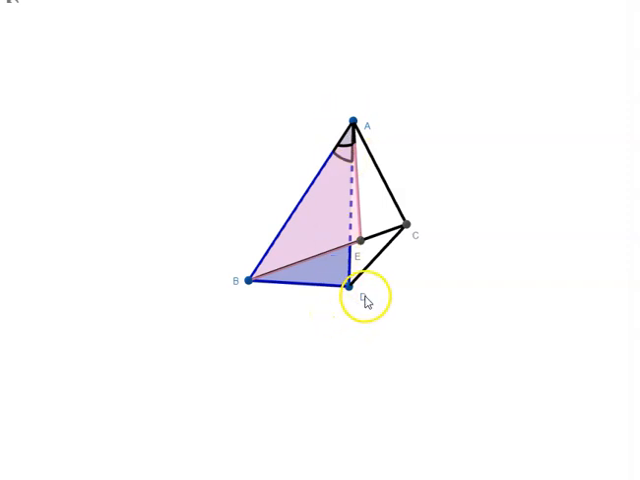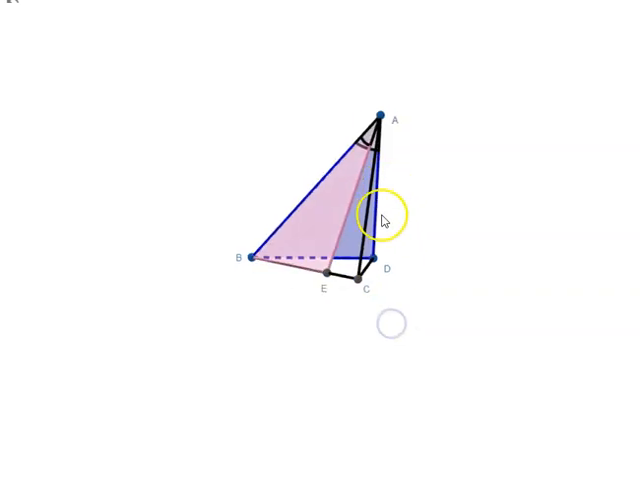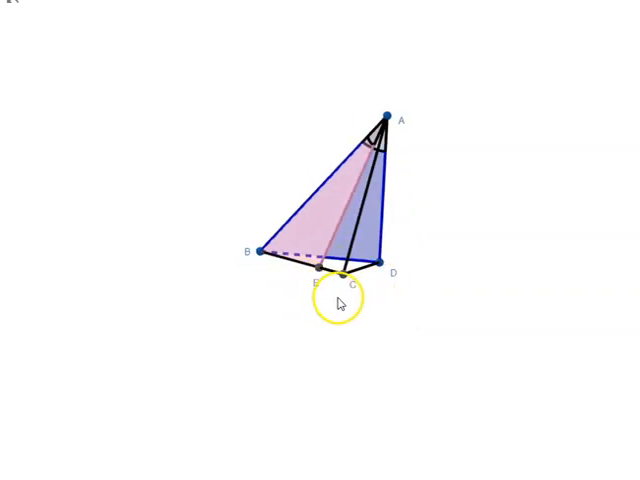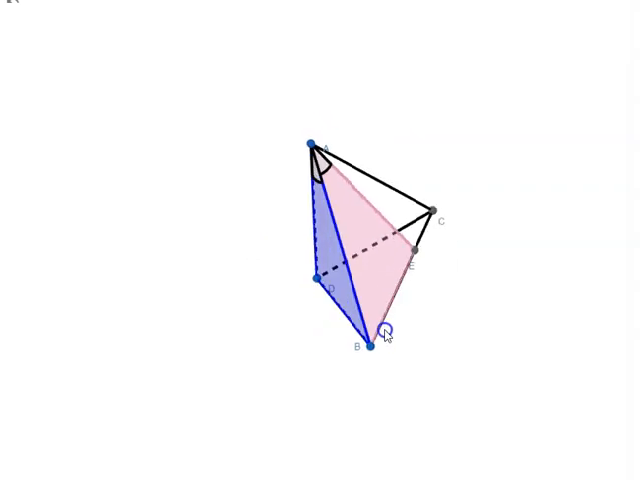CAD is greater than CAE. Why? Because again, one of the propositions we saw was that greater side subtends greater angle. In these two triangles, CD is greater than CE. So that means it is subtended by a greater angle. And greater angle is CAD. So we can say CAD is greater than CAE. Remember, these two angles are equal.